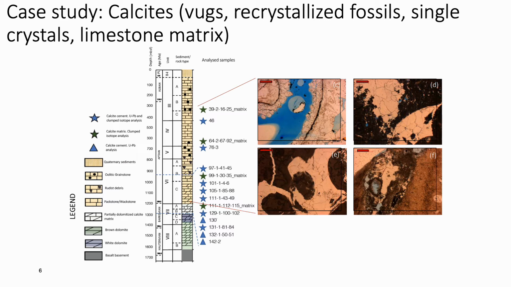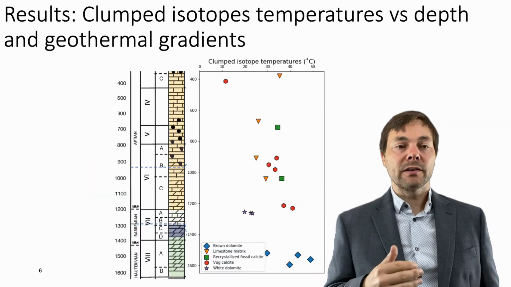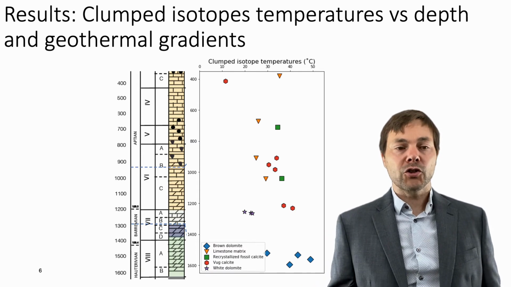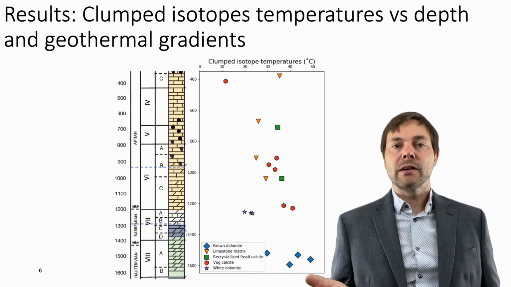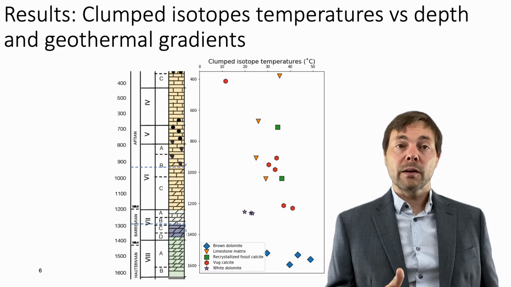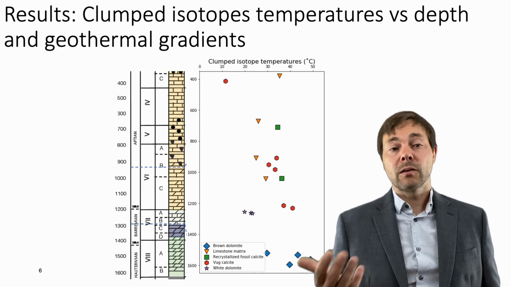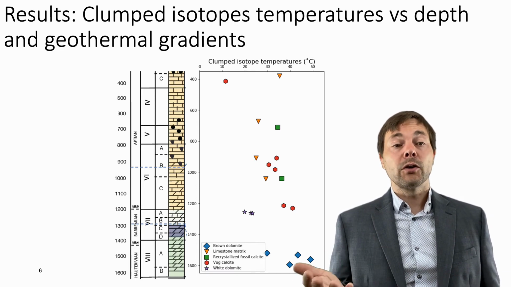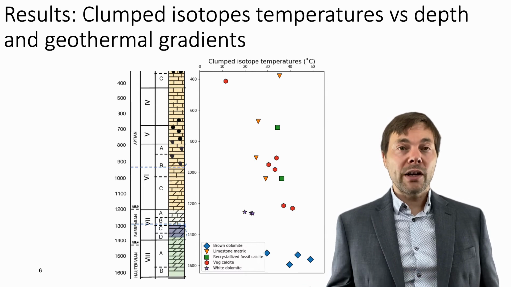So let's look at some results. The first thing you can see in the results is we have a number of these different textures. The temperature at first appeared to be quite scattered. We have some cold temperatures in the order of 20 degrees and some warmer temperatures in the order of 50, 60 degrees. So there's a range of temperature.